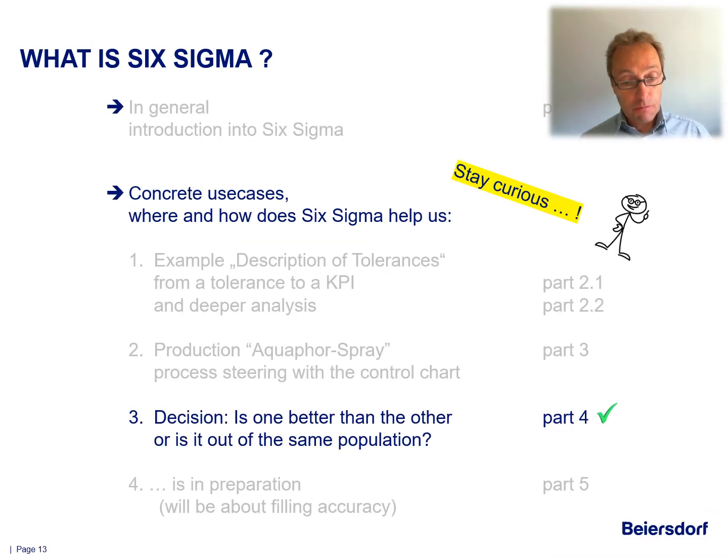With this we are already at the end of the small tutorial: is one thing better than the other? We have this kind of question quite often, and quite often we make a stomach decision, and we think and hope, oh, it should be better and it seems so. But Six Sigma wants to know, and not to hope and to think.